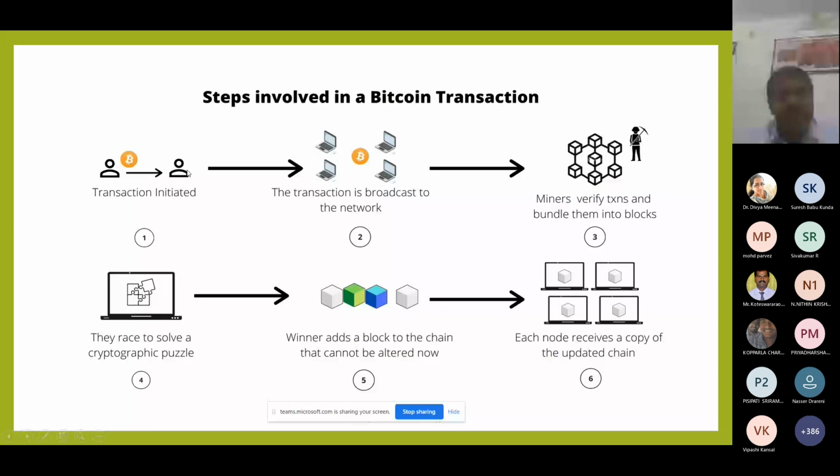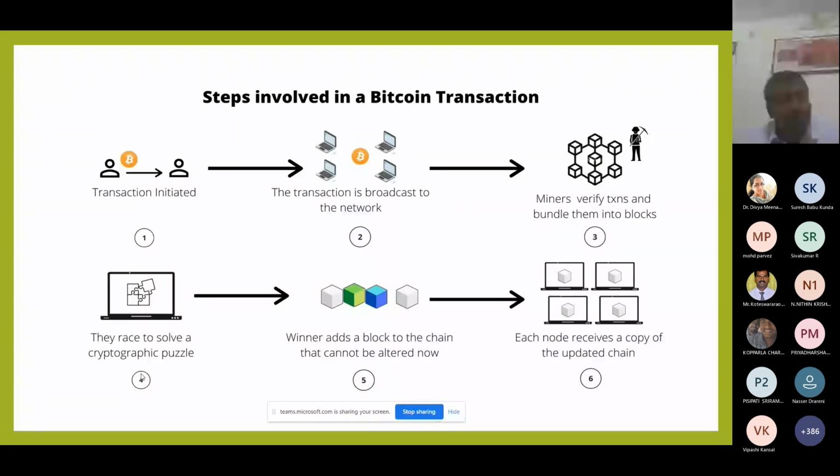Transaction initiated, transaction is broadcasted to the network, miners verify the transaction and bundle them into blocks. And very importantly, once the block is made, who will actually attach this block to the existing blockchain? Here we have the concept of a cryptographic puzzle. The miners race towards solving a cryptographic puzzle, and whoever solves this cryptographic puzzle first will be allowed to mine this block. Mining a block means they will also receive some kind of incentive for this. I'm not going into the details of that at this point.